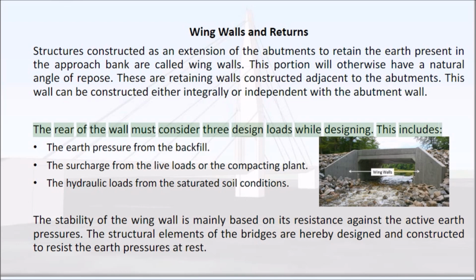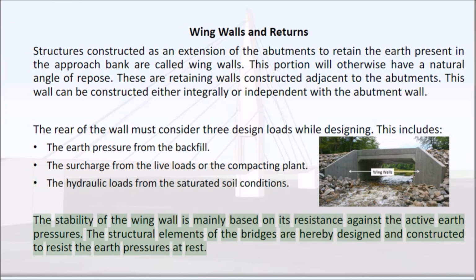The rear of the wall must consider 3 design loads while designing. This includes the earth pressure from the backfill, the surcharge from the live loads or the compacting plant, and the hydraulic loads from the saturated soil conditions. The stability of the wing wall is mainly based on its resistance against the active earth pressures. The structural elements of the bridges are hereby designed and constructed to resist the earth pressures at rest.